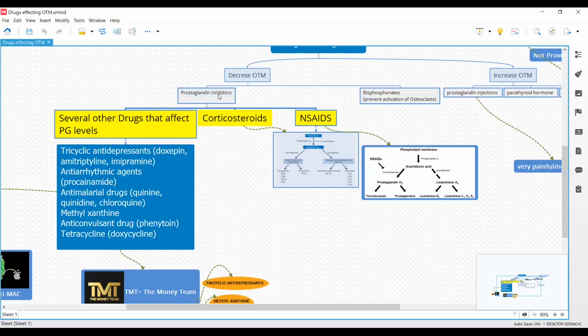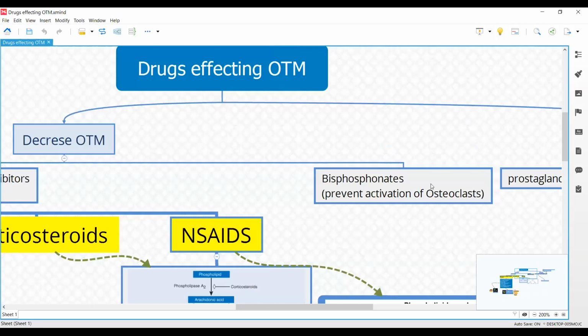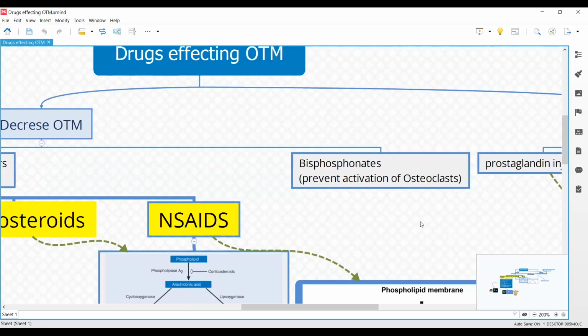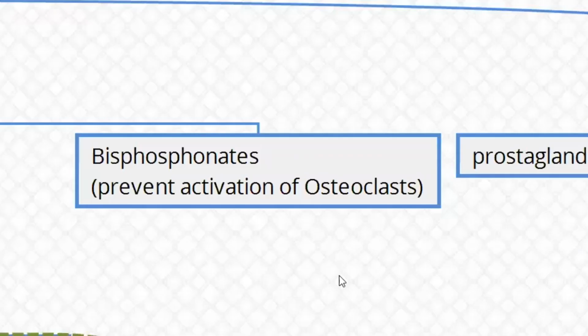So now we come to the other category of drug. One is the prostaglandin inhibitor, the other is the bisphosphonate. What happens with the bisphosphonate? I said the bisphosphonate prevents the activation of the osteoclast. You must be aware of the word osteoporosis. What is osteoporosis? The density of the bone is decreasing. Osteoporosis means the bone is getting porous. How is it getting porous? Because it is getting demineralized with the passage of time.